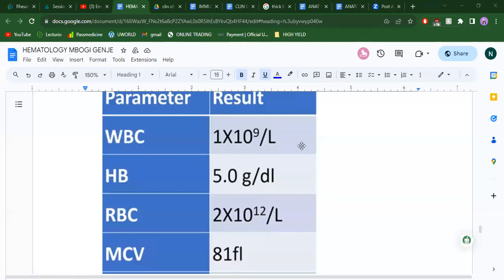So differentials, this one we have done. Normochromic, hypochromic anemia, yes. Yes, there's an anemia. It's normocytic. Yes, but the main is it's a pancytopenia. So causes of pancytopenia, we have mentioned a lot all the time.